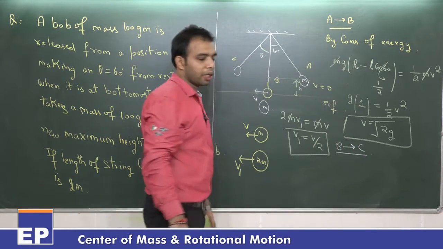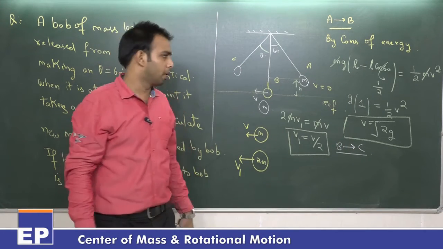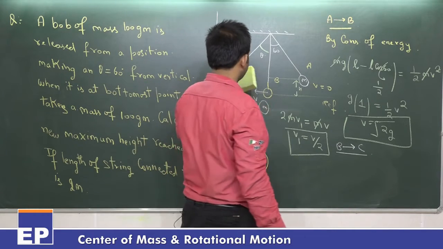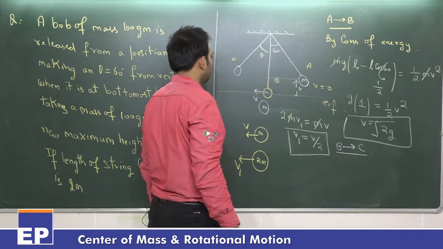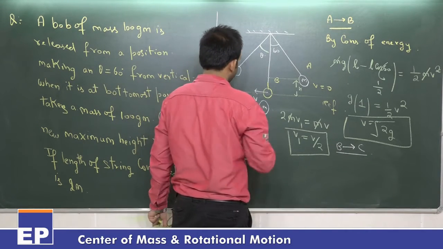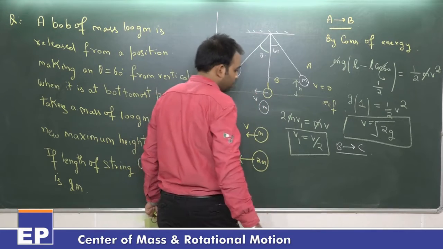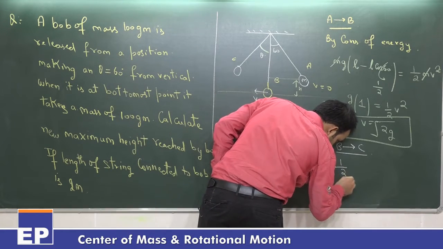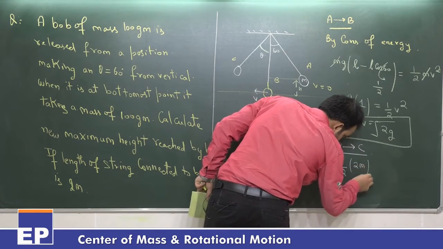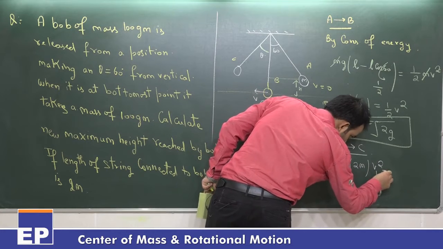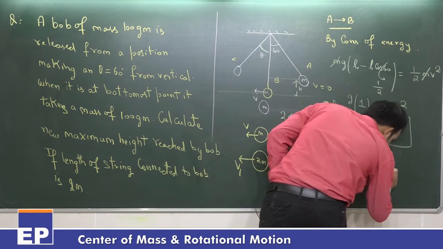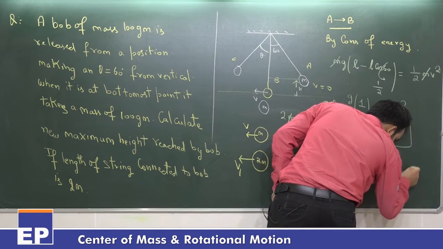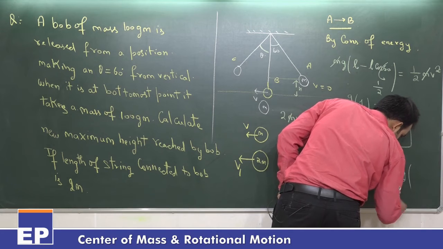that is B to C by conservation of energy. B से C में अगर मैं energy conservation करूँ, तो we will get कि the kinetic energy will convert into potential energy. So we can say half 2m into v1 square is equal to potential energy gain, which is 2m into g into L minus L cos theta.